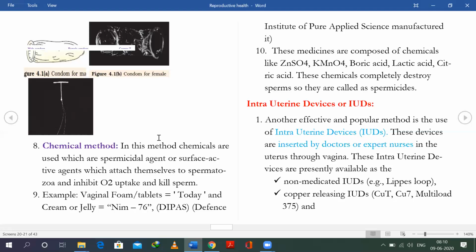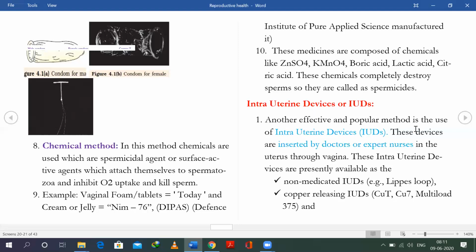Yes. So these are the chemical methods. And the most important of all the contraceptive methods is IUDs, intrauterine devices. Why they are called so is they are placed in the uterus, right? They are inserted by expert nurses and expert doctors into the uterus. That's why they're called intrauterine devices.